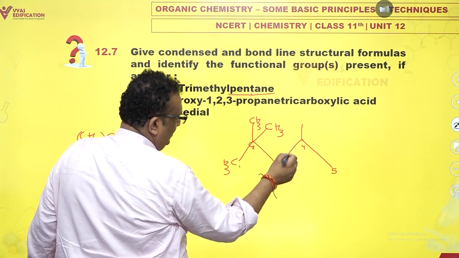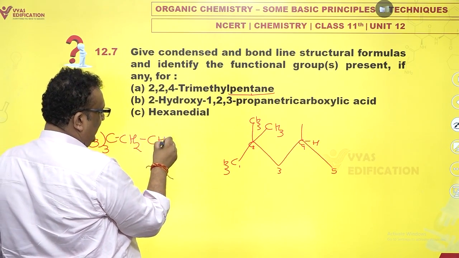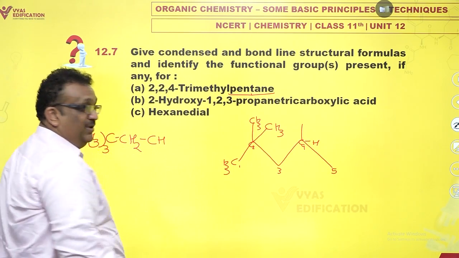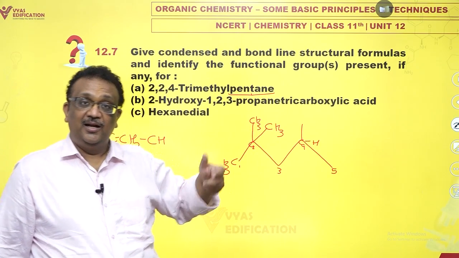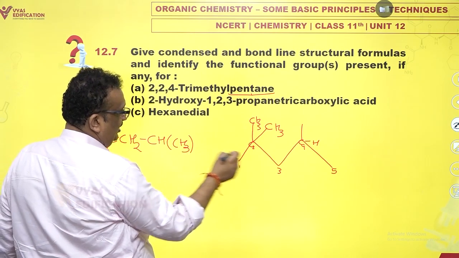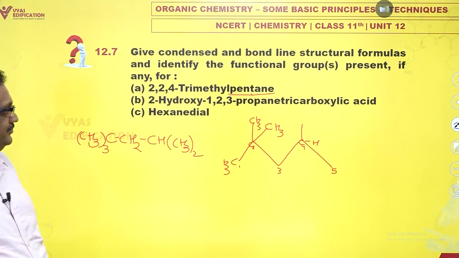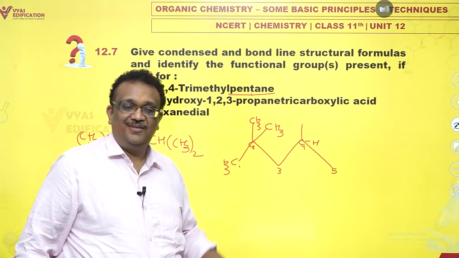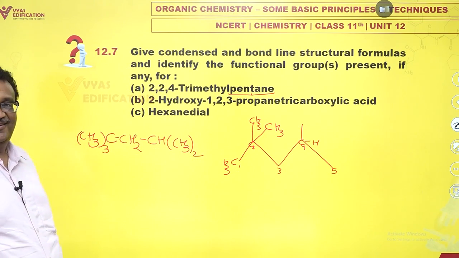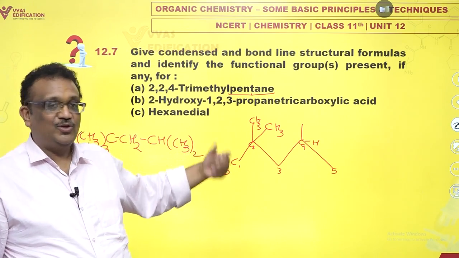And then we have CH. Now, whenever there is a side chain in condensed formula, we simply put a bracket. It is CH3, CH, and this is CH3 whole twice, CH3, CH3. This is how we write it. This is the condensed formula, and it earlier was bond line notation.